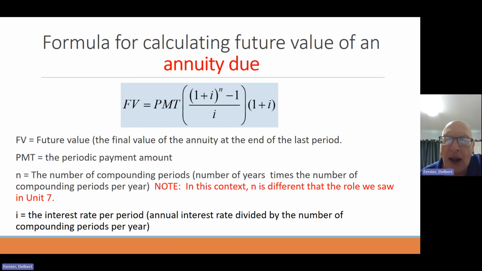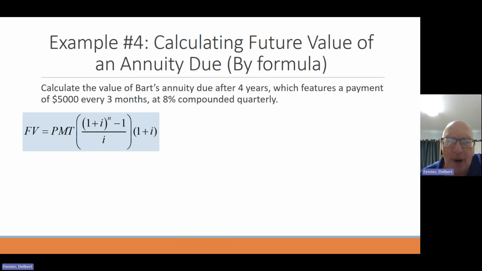All right, so we'll look at the use of the formula to calculate, and we won't go back to the previous problem and do it by brute force. It was fun for 3 years. It wouldn't have been fun for 30. All right, here we got Bart. Bart's got an annuity due, 4 years, payment of $5,000 every 3 months. And he's compounding at 8% quarterly. All right, so let's get some values.